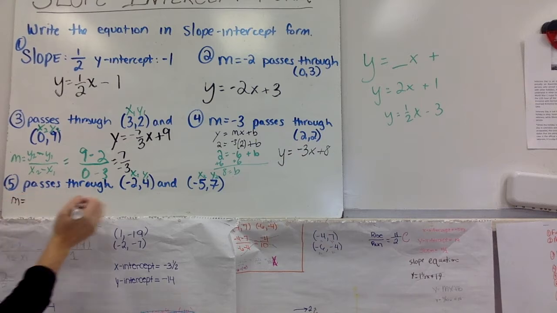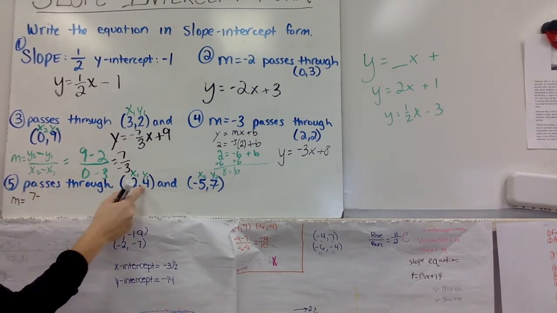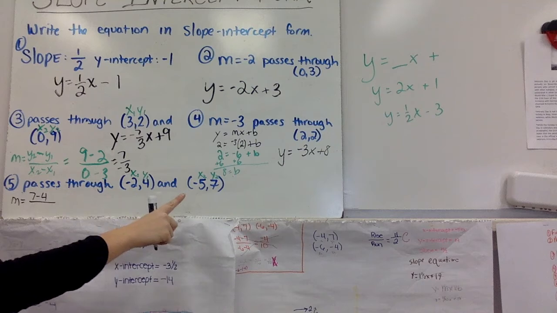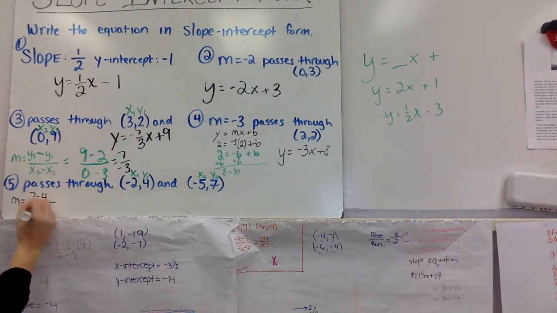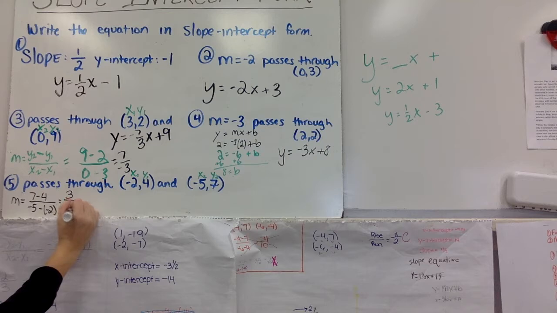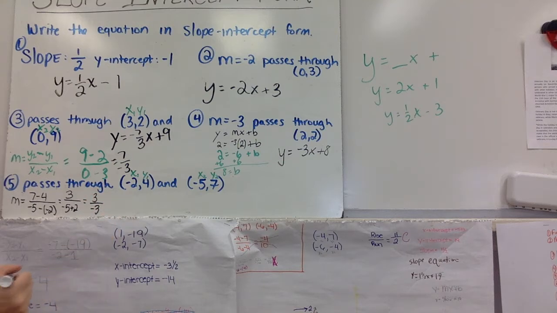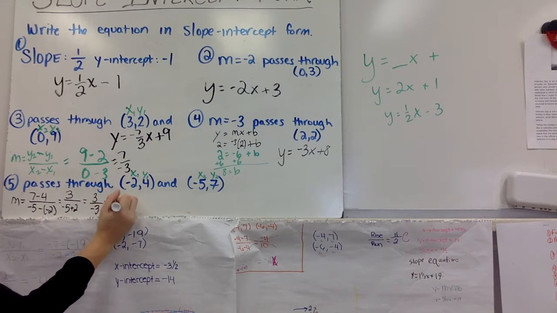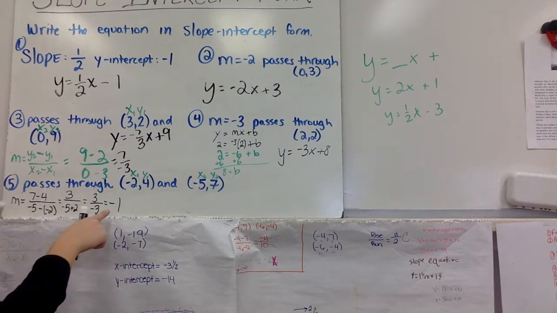So m equals 7 minus 4 over -5 minus -2. A lot of things going on at the bottom. Let's deal with the top first. So 7 minus 4 is 3. -5 minus -2, that's -5 plus 2. 3 on top doesn't change. And -5 plus 2 is -3. And 3 divided by -3 is -1. So my slope is -1.